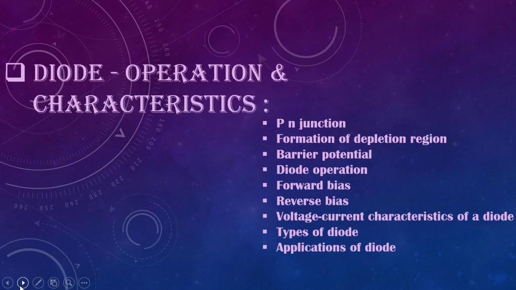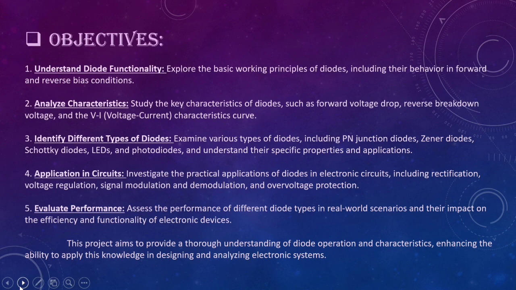Now, understand diode functions such as forward voltage drop, reverse breakdown voltage, and the VI characteristics curve. In circuits, investigate the practical applications of diodes in electronic circuits, including rectification, voltage regulation, signal modulation and demodulation, and overvoltage protection. Evaluate performance. Assess the performance of different diode types in real-world scenarios and their impact on the efficiency and functionality of electronic devices.